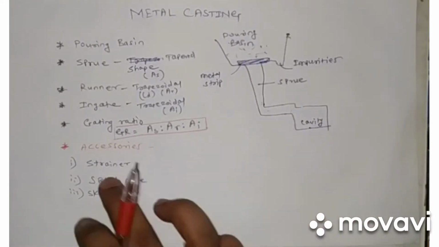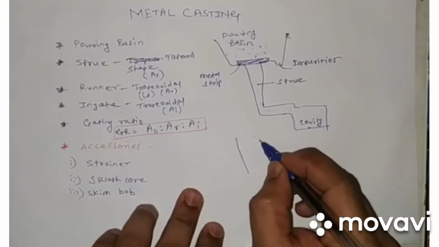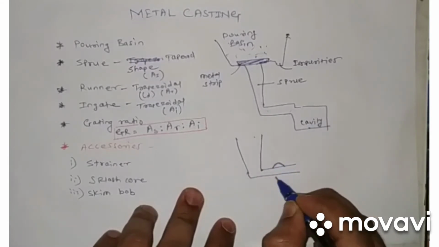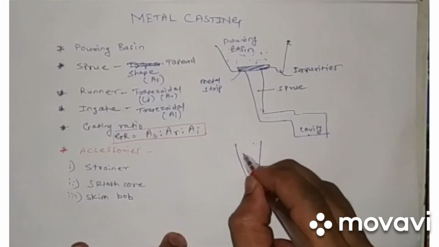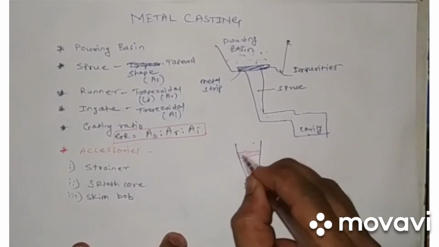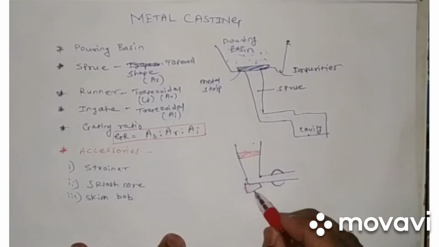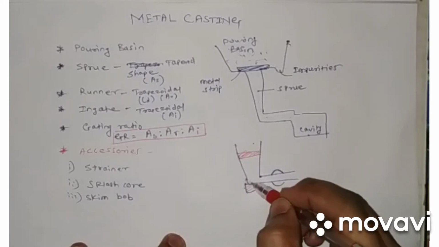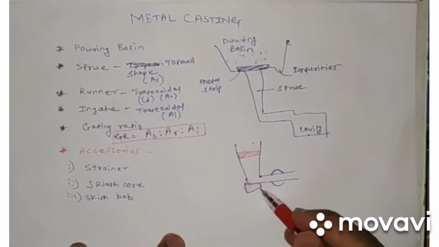Now apart from this, there are some accessories which are provided. The first is the strainer, which is some kind of filter to avoid the impurities going through. Then the splash core is a piece which is added to avoid sand erosion, because the fluid is suddenly coming here, so it might happen that there is sand erosion here. To avoid that sand erosion, the splash core is provided.